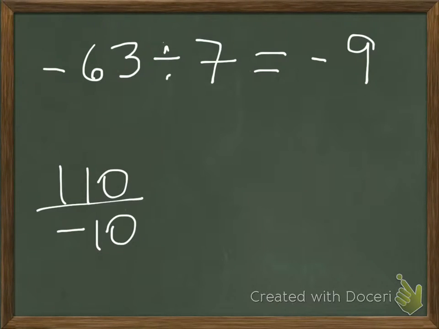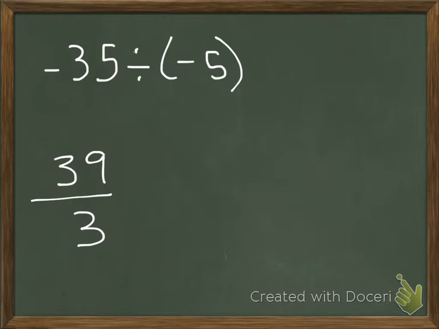Here's another way to write division, and that looks like a fraction. We have 110 over negative 10, and that means 110 divided by negative 10. Again, we have one positive and one negative. So we're going to be dividing 110 divided by 10, which gives us 11. And my answer is going to be a negative 11 because you have one negative and one positive.